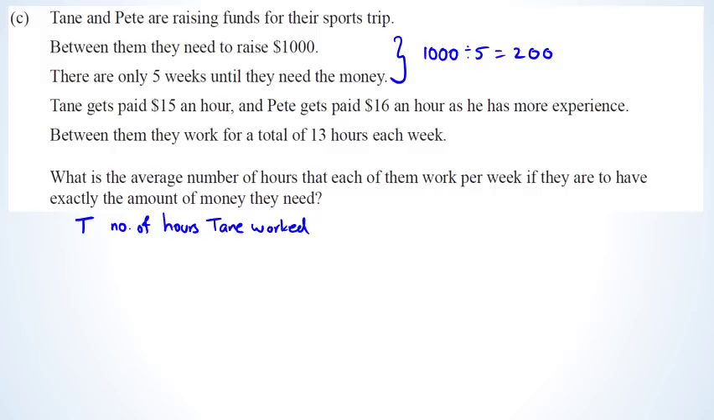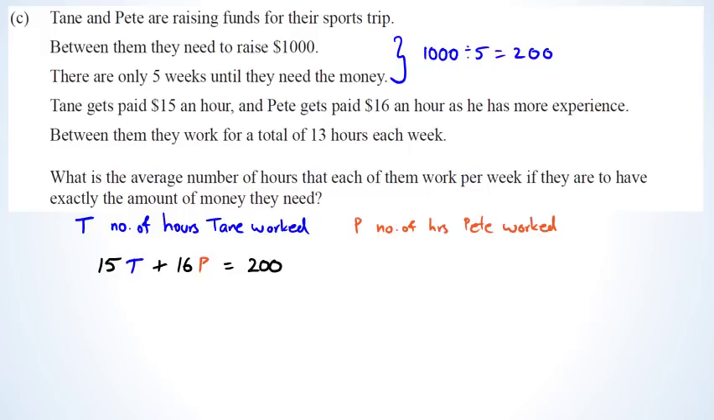And then we're going to go with P is the number of hours Pete worked. What we do know is that Tane is getting paid $15 an hour. So that's 15 multiplied by the number of hours Tane worked, plus 16 for Pete multiplied by the number of hours he worked. And that should actually equal, on average a week, 200.